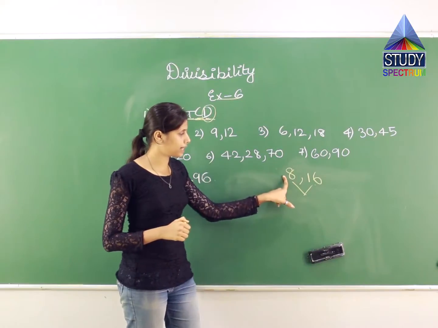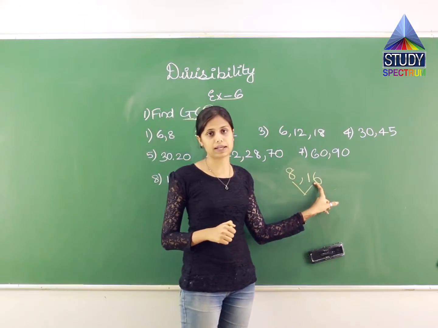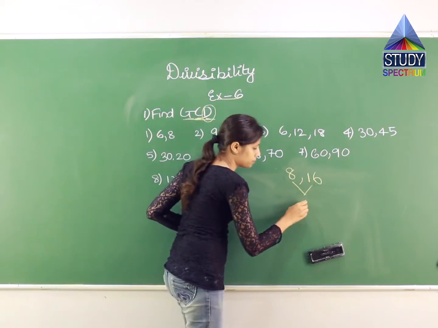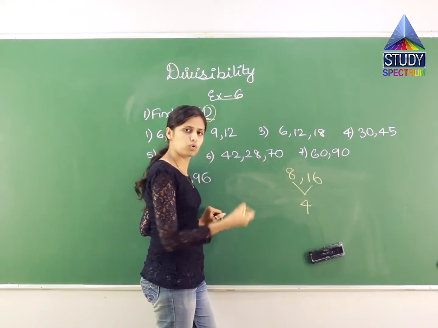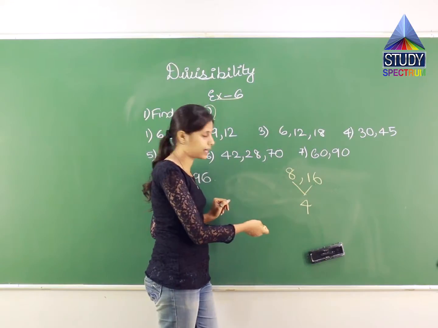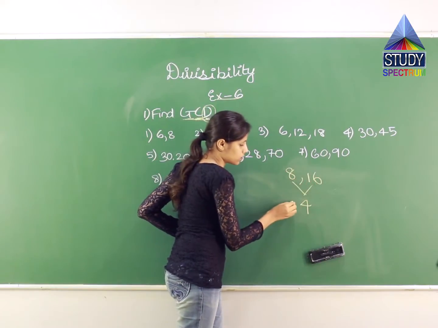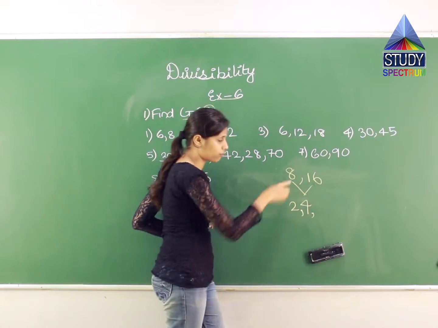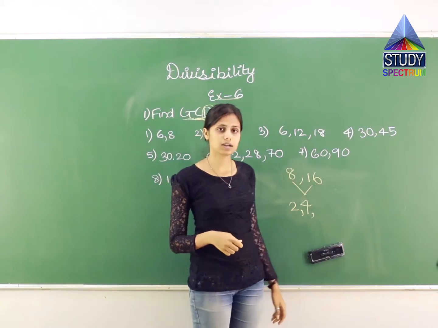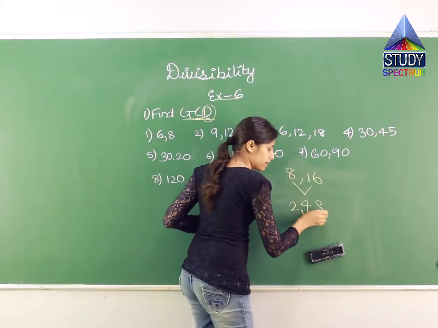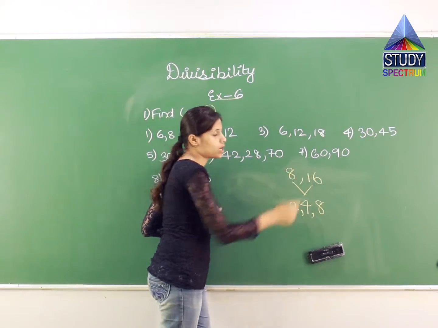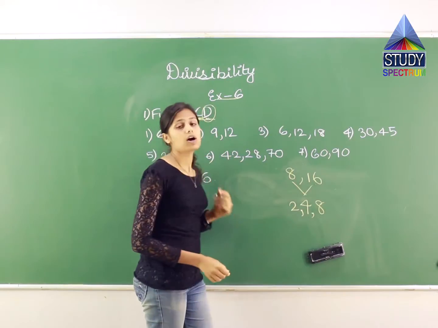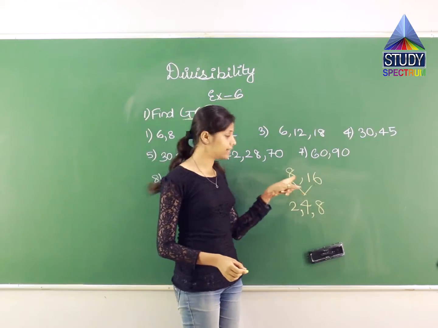So 8 comes in the table of 4, 16 also comes in the table of 4. 4 2s are 8, 4 4s are 16. So 4 is common. 8 comes in the table of 2, 16 also comes in the table of 2, right? 2 4s are 8, 8 2s are 16. So I can say that 2 is the common divisor for both. Another common divisor can be 8. Yes, 8, because 8 1s are 8, 8 2s are 16. So I can say that 2, 4 and 8, these 3 are the common divisors for 8 and 16.